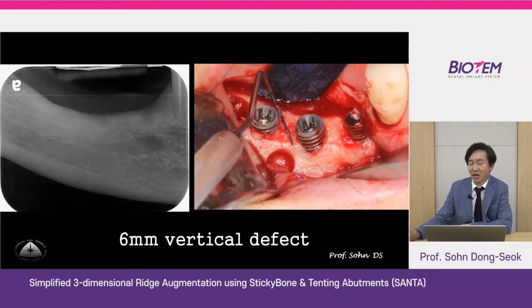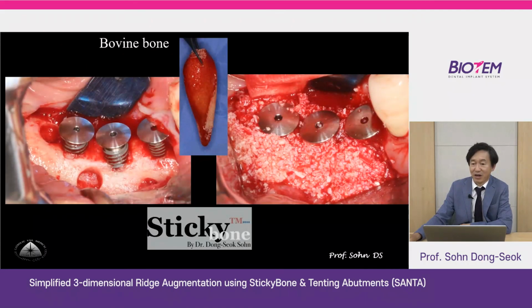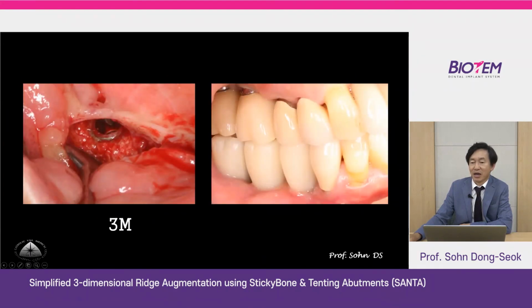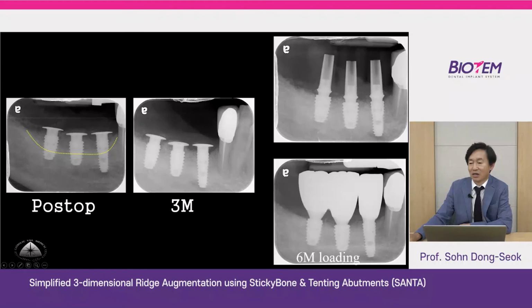This is another case using Santa and Sticky Bone. After implant placement, you can see the 6 millimeter vertical, three-dimensional defect. So Santa 2 was placed, and one piece of sticky bovine bone was placed around the exposed implant, and a collagen membrane was placed. After 3 months healing, the wound was exposed. You can see good bone regeneration around the implant. The temporary restorations. This is the final restoration after 6 months loading.